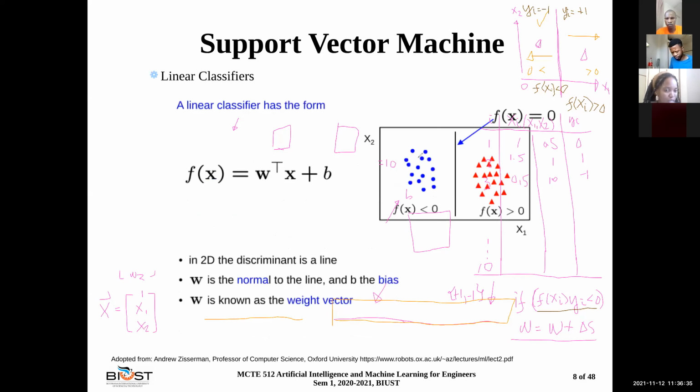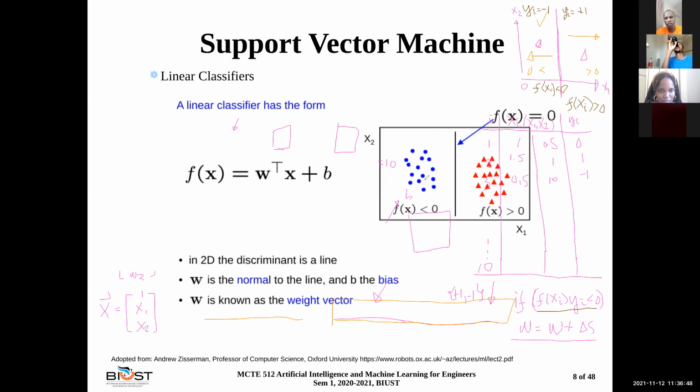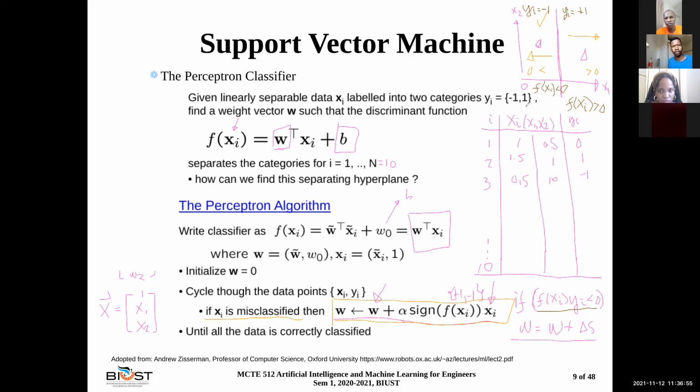All the points in this region, your f of x is less than 0. All the points in that region, your f of x is greater than 0. But then all the points here are negative, -1, and these are +1. This is the classification of the yi. That's why we have +1 and -1. This is an exception because this one is stepping on the line. So anyway, let's assume just for this argument that all points are not stepping on the line.